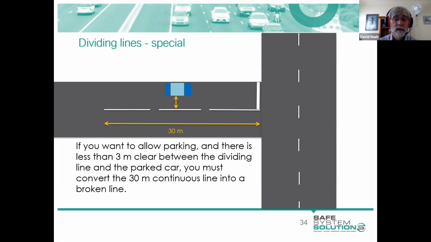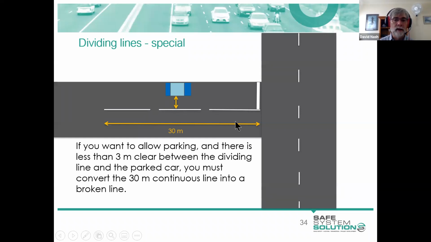covered by every state in the same way, but the point about that is that a continuous dividing line means that you're not allowed to park adjacent to that dividing line unless you leave a 3-metre gap, 3 metres clear between the edge of the parked car and the line. In other words, so that someone can pass by and not drive over the line. If, however, you want to allow parking, then you've got to make that line so it's not a continuous line. And the way to do that is to put 2 breaks in it.